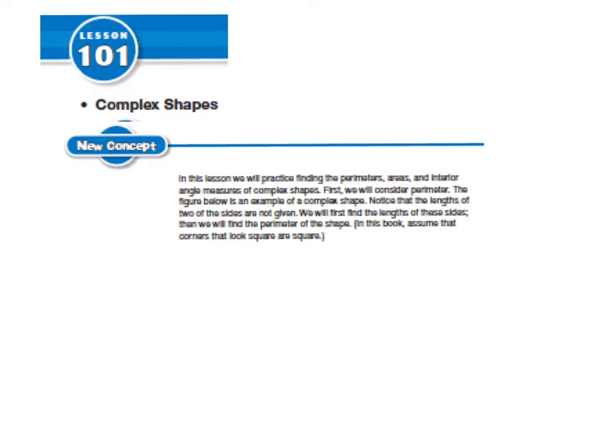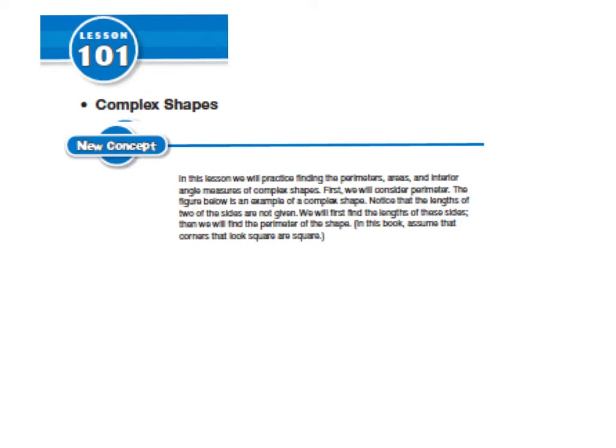Lesson 101, Complex Shapes. Our objective is to use formulas to find the perimeter and area of a complex shape and to identify complementary and supplementary angles. The skills that we bring to this lesson are knowing how to use formulas to calculate the perimeter and area of squares, rectangles, parallelograms, and triangles. And we also need to be able to round decimal numbers to the nearest hundredth, tenth, and whole number.